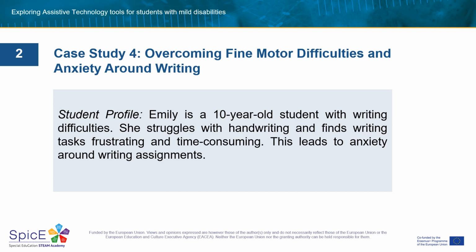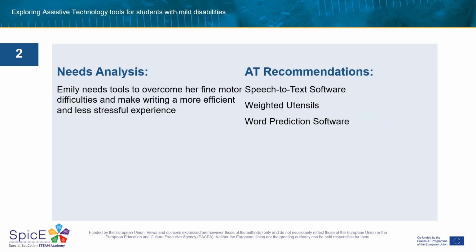Overcoming fine motor difficulties and anxiety about writing. Student profile. Emily is a 10-year-old student with writing difficulties. She struggles with handwriting and finds writing tasks frustrating and time-consuming. This leads to anxiety around writing assignments. Needs analysis. Emily needs tools to overcome her fine motor difficulties and make writing a more efficient and less stressful experience.